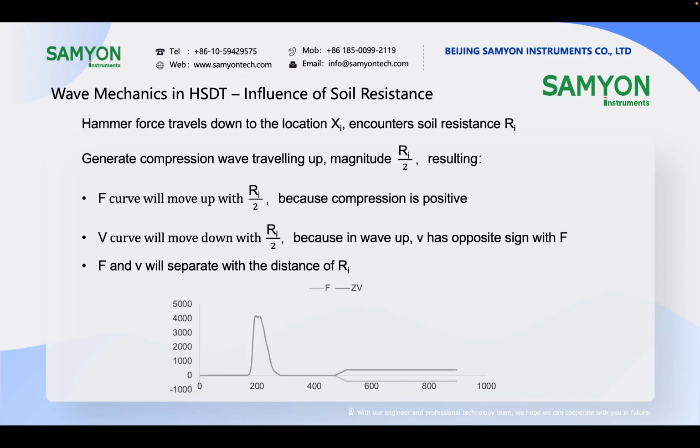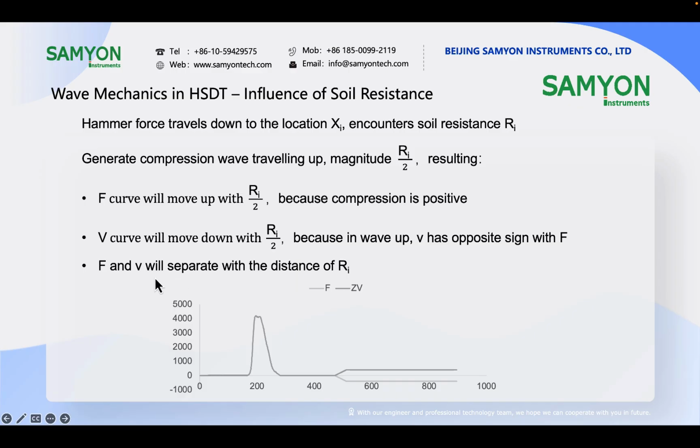According to the sign relationship in wave up and wave down, we know that in wave up, force and velocity have opposite signs. So this compression force will generate a negative velocity, and the velocity times impedance Z will give a value of minus half Ri, right? So the velocity curve will move down with a value of half Ri because the velocity is negative.